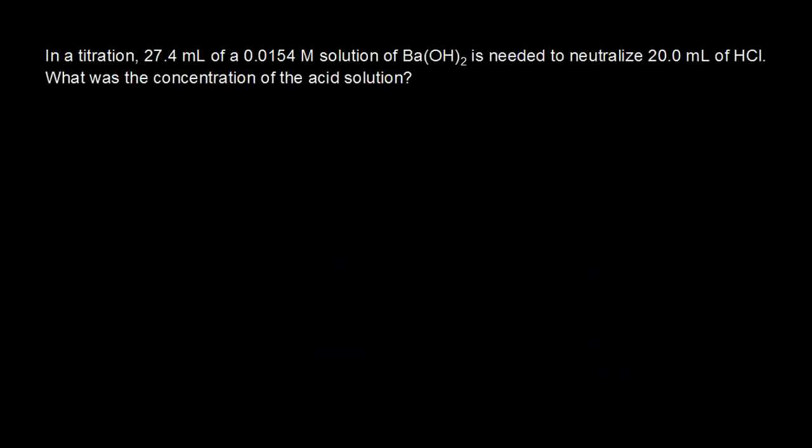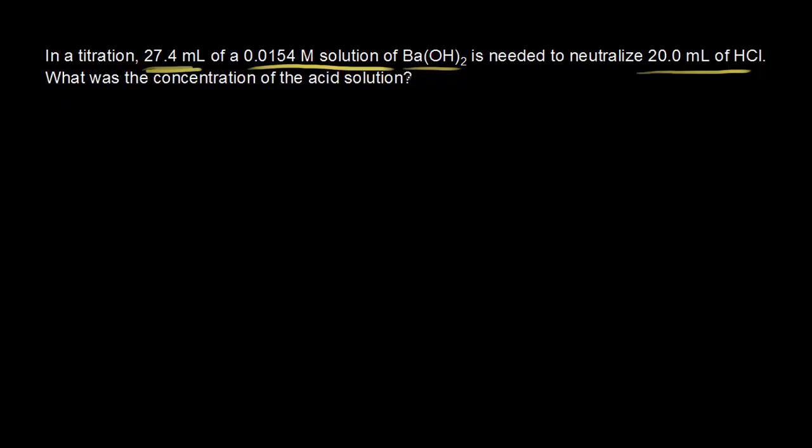Let's do another titration problem. And once again, our goal is to find the concentration of an acidic solution. So we have 20.0 milliliters of HCl. And this time, instead of using sodium hydroxide, we're going to use barium hydroxide. And it takes 27.4 milliliters of a 0.0154 molar solution of barium hydroxide to completely neutralize the acid that's present.